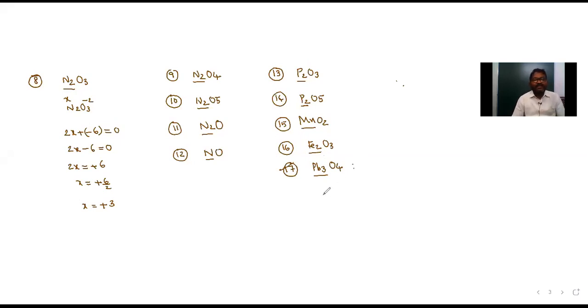So let me calculate. Pb3O4. Oxygen state is minus 2, I know. Pb, let it be X. 3 into X, 3X. 4 into minus 2, minus 8. It is a compound, the sum of the oxidation states is equal to 0. 3X is equal to plus 8. Therefore, X is equal to plus 8 by 3. Any doubt? The sign is a must for writing an oxidation state.